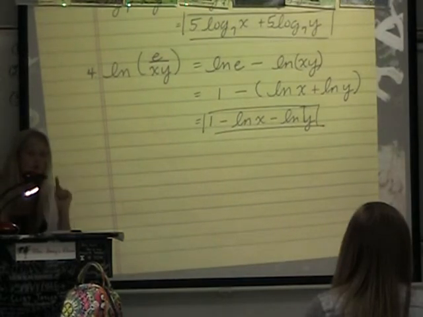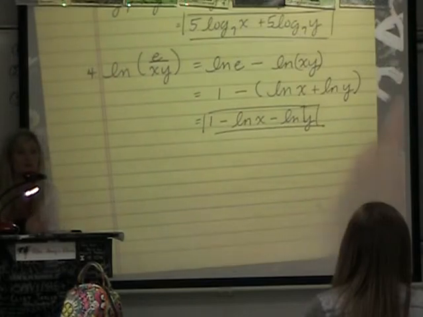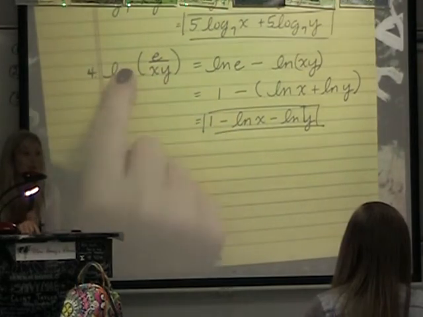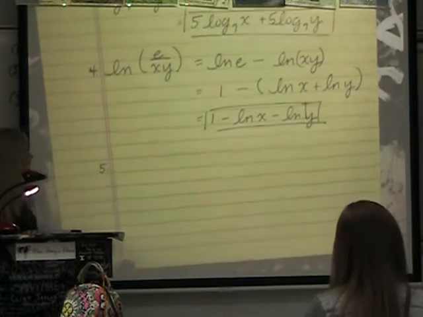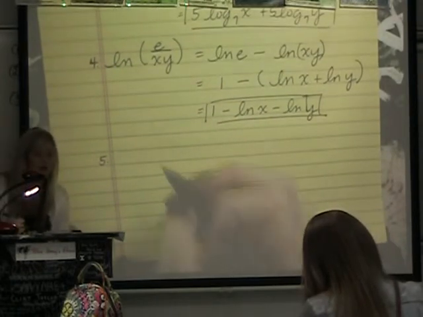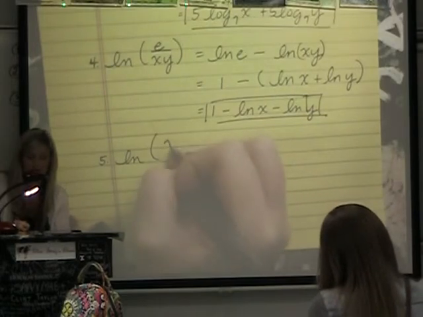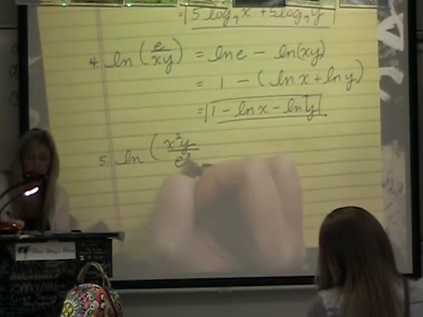Let's do one more expanding, and then we're going to go in the opposite direction. I'll give you a large expression, and then we'll work our way back to a single logarithm. But let's do one more expanding first. Number 5, I want you to do natural log of x squared y over e cubed.